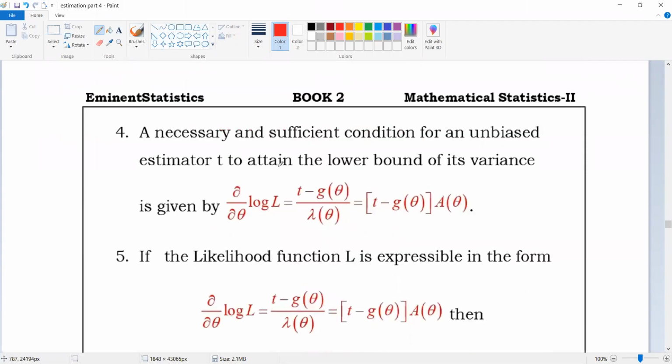Fourth one: the necessary and sufficient condition for an unbiased estimator T to attain the lower bound of its variance is given by this condition. So this is the statement: ∂ log L / ∂θ = (T − g(θ)) / λ(θ), that is, (T − g(θ)) times A(θ), where A(θ) is equal to 1 by λ(θ).